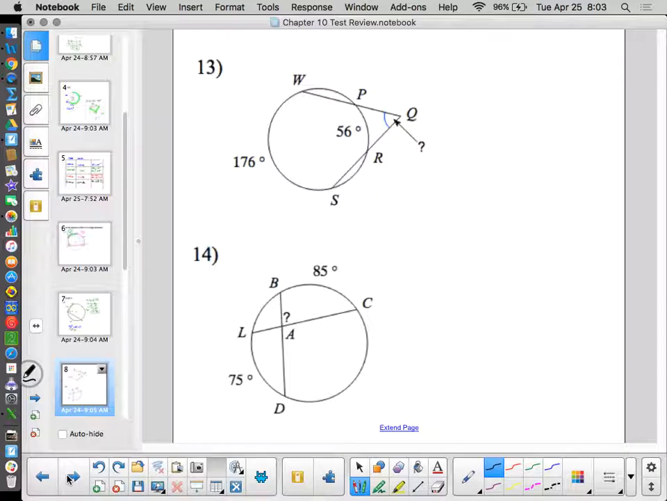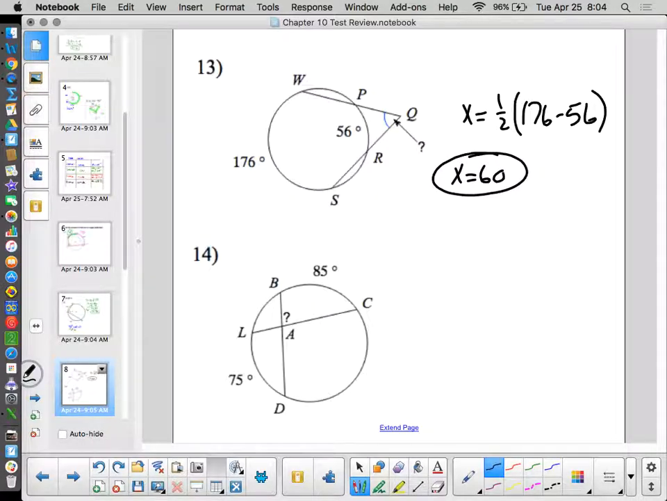Exterior angle, so the measure of the angle, we'll call that x, is 1/2 the big arc minus the small arc. Well, 176 minus 56 is 120, and half of 120 is 60. Very straightforward.